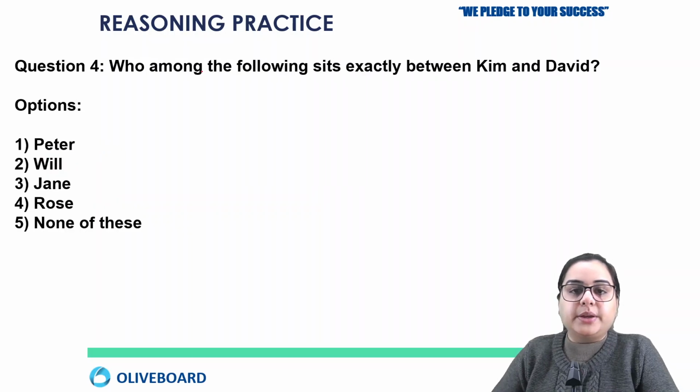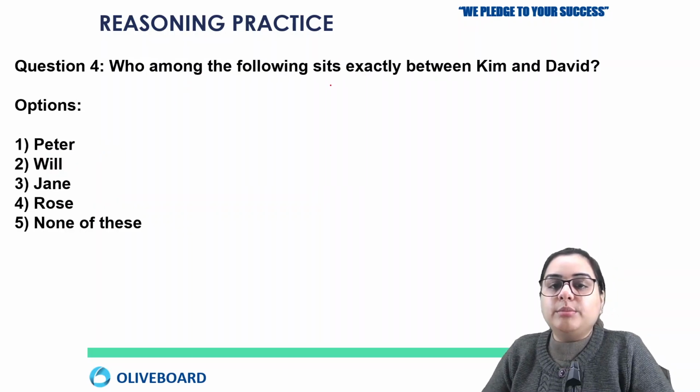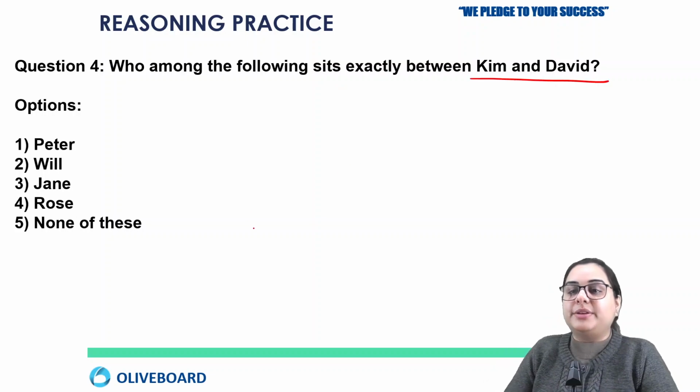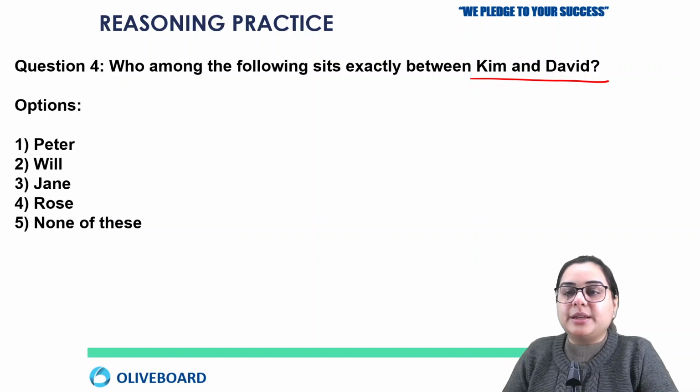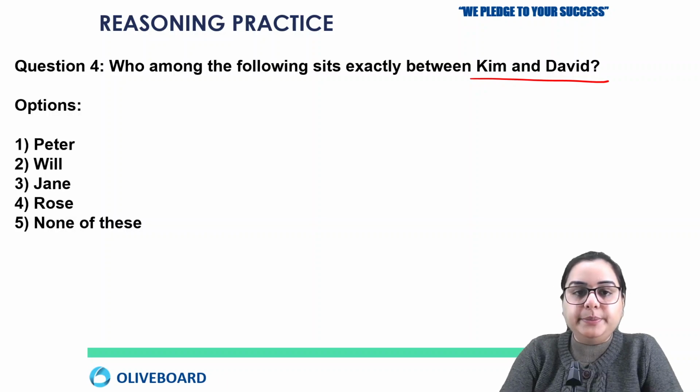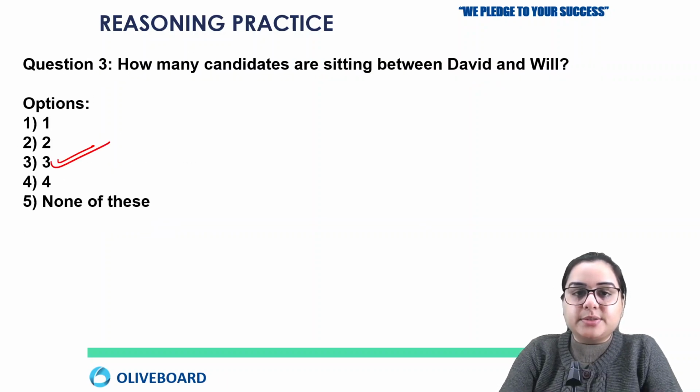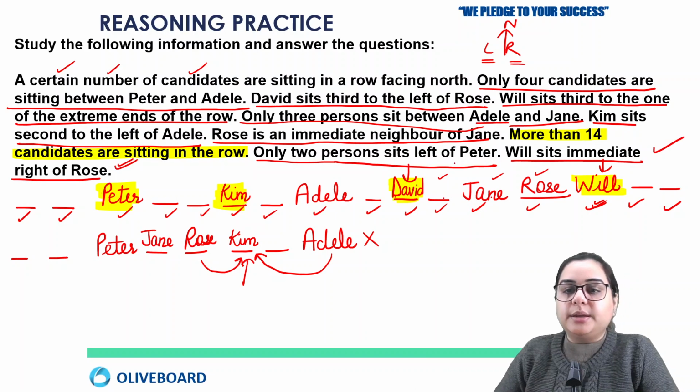Right. Okay. Next question. Who among the following sits exactly between Kim and David? So let's check the solution now. Between Kim and David, he asked. So exactly between Kim and David, I can find it is Adele.